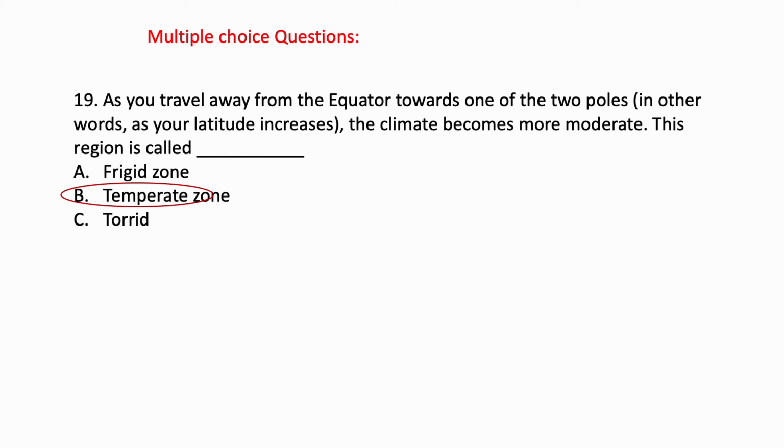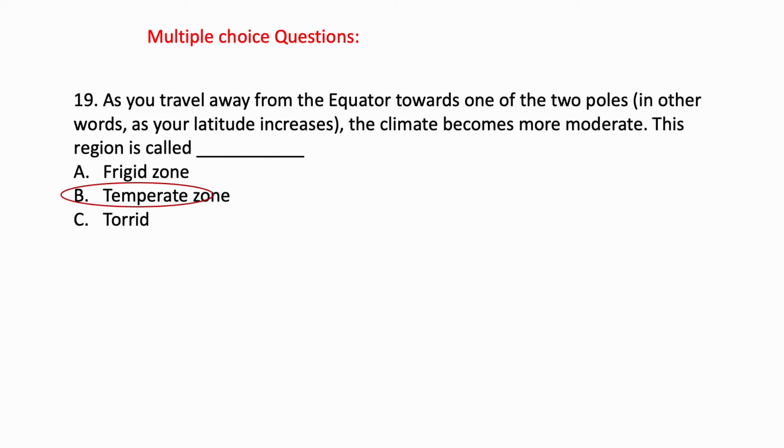What are called meridians of longitude? Option A, equator. Option B, imaginary lines running parallel to equator. Option C, imaginary lines running from the north pole to the south pole. Which is the correct answer? Option C, imaginary lines running from the north pole to the south pole. They are called meridians of longitude. Imaginary lines running parallel to equator, they are called parallels of latitude or simply latitudes.